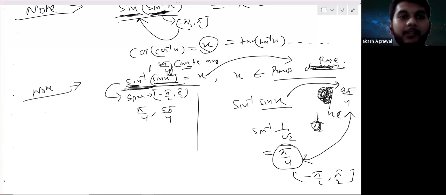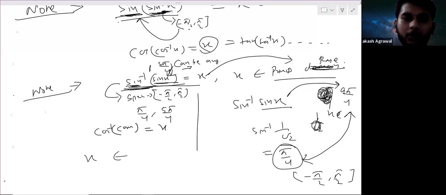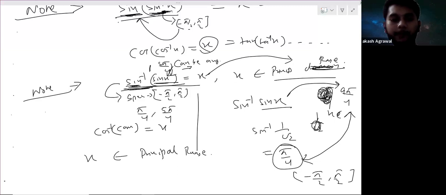अगर साइन ऑफ साइन इनवर्स x है तो आप डायरेक्टली x लिख सकते हो, बट साइन इनवर्स ऑफ साइन x है तो आपको देखना पड़ेगा कि x की वैल्यू कहां से कहां तक है. ऑलराइट? Okay, I hope this is clear. So please write it down. Cos inverse of cos x, इसमें सारे में लिख देना x must belong to principal range. Please note it down. आप अच्छे से लिख लीजिएगा.